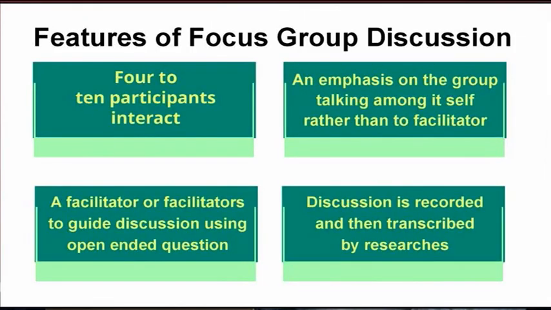Now, we will talk about the features of the focus group discussion. What are the features of this group discussion? There are 4 features. Number 1, 4 to 10 participants interact. In this method, usually it is not a hard and fast rule. Usually, it varies from 4 to 10.